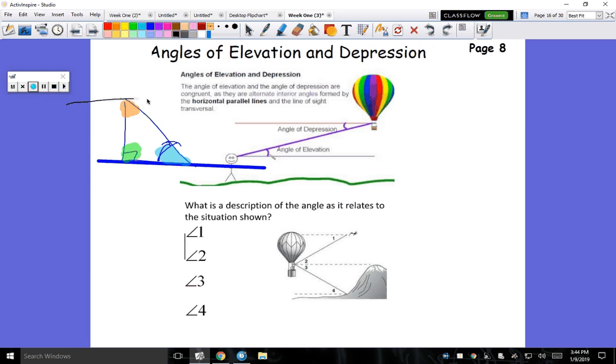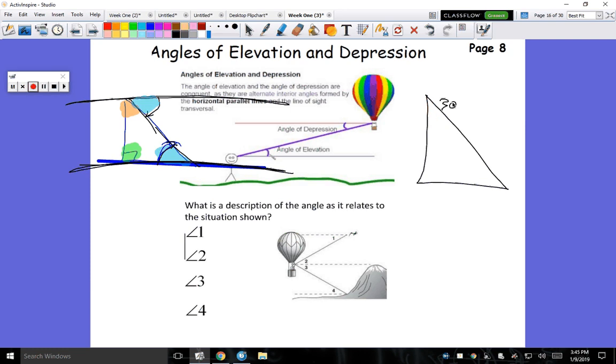They come from horizontal lines. If I go up, there's the angle of elevation. If I go down, this is the angle of depression. So on ACT questions, a lot of times they'll say a triangle with an angle of depression of 30 degrees. People do this. That's not 30. The angle of depression is 30 here.